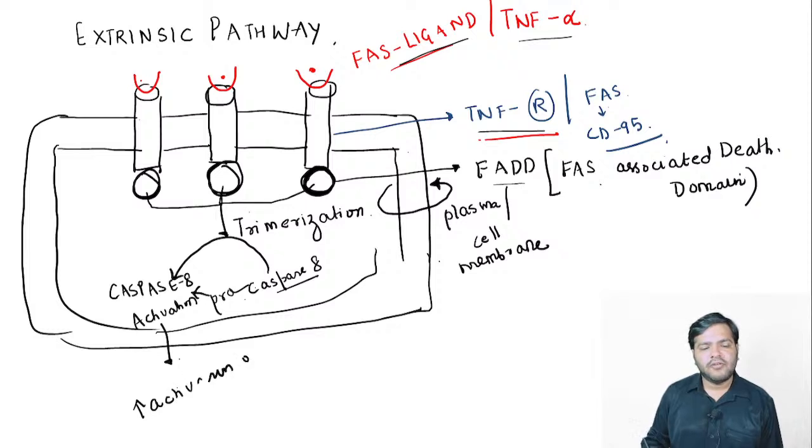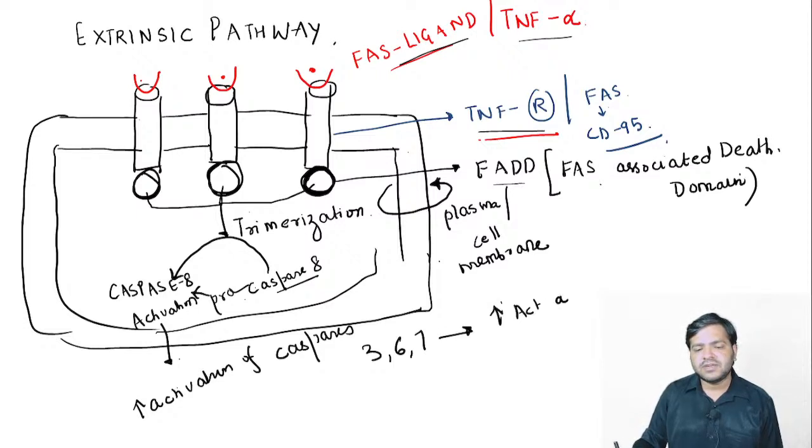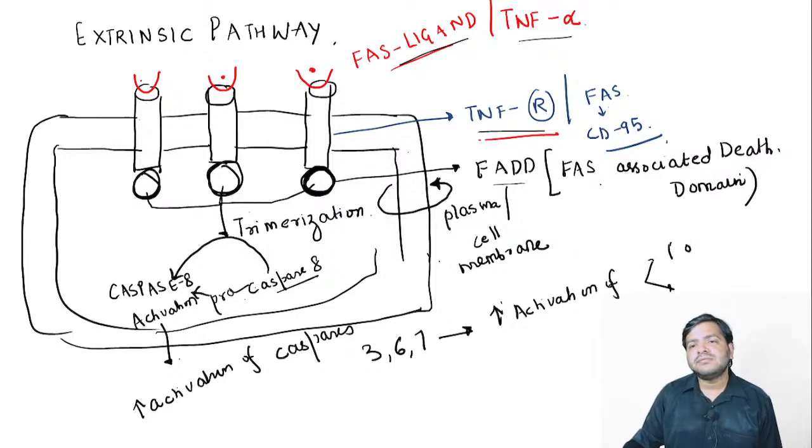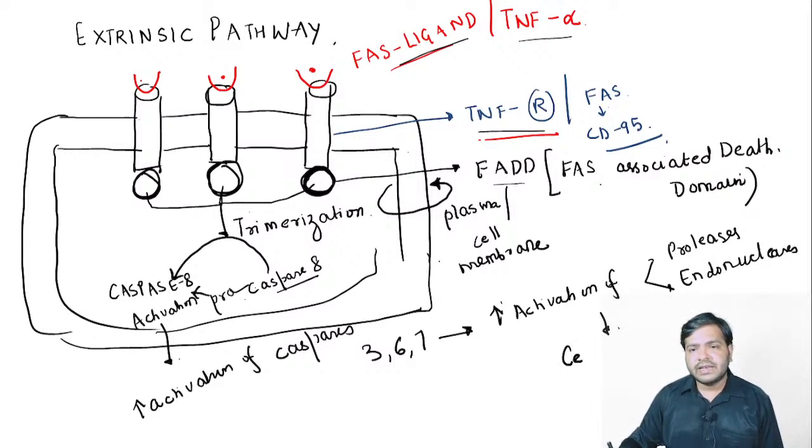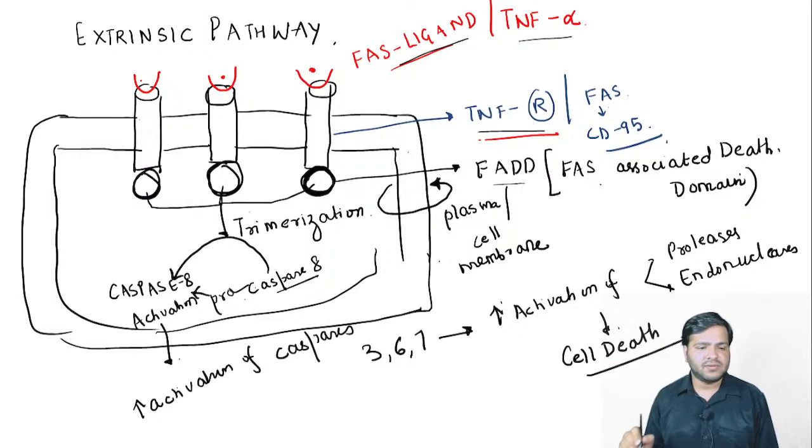And ultimately this activation of caspase 8 will further lead to increased activation of caspases 3, 6 and 7, which will again lead to increased activation of proteases and endonucleases. And ultimately, if these enzymes are activated, it will lead to cell death.